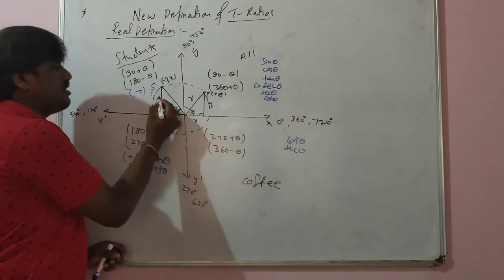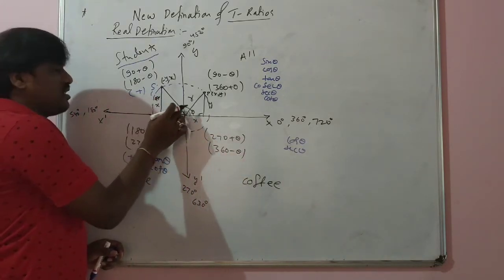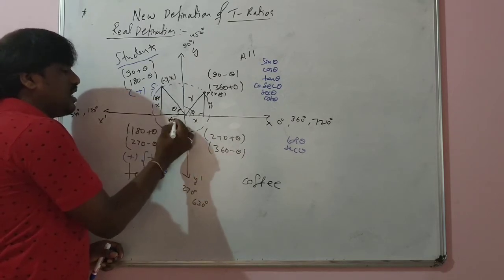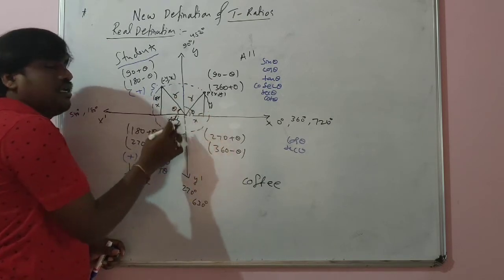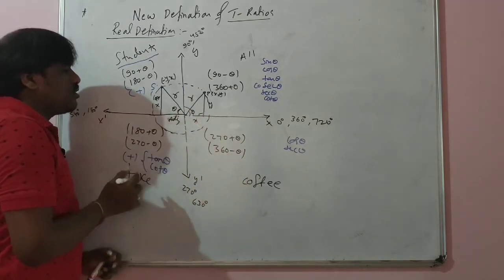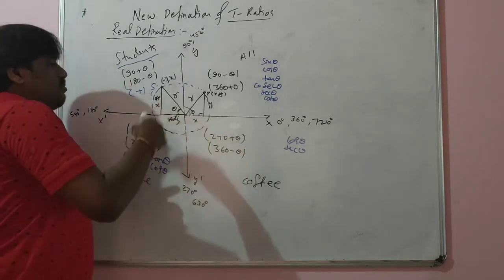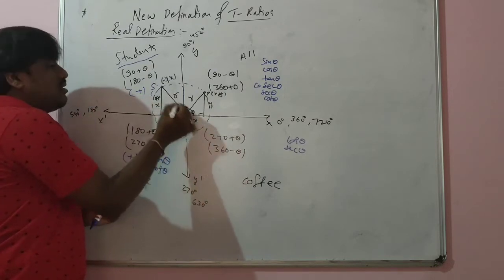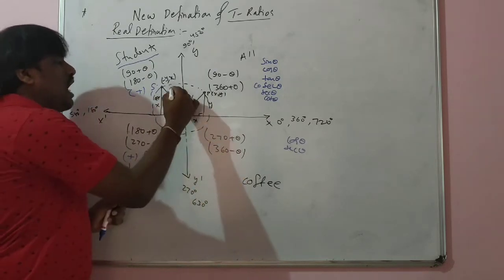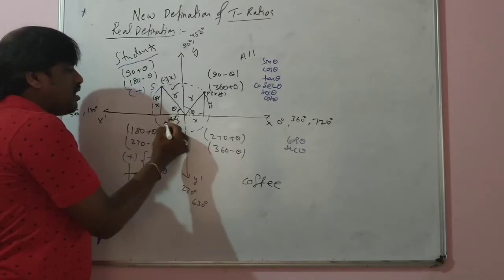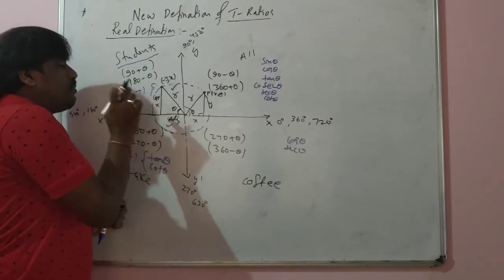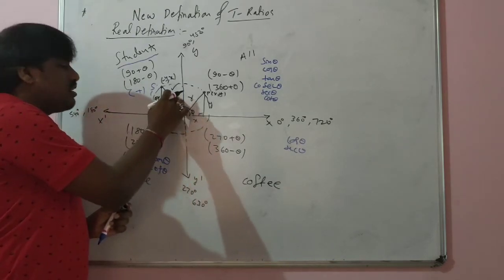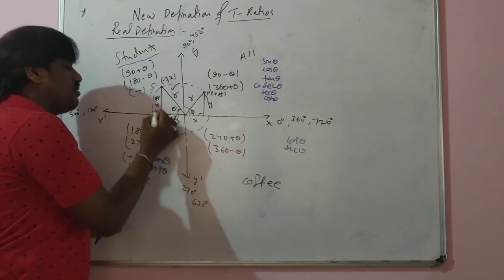If this is theta, this is the opposite side to theta, and this is the adjacent side to theta, and this is the radius. There is no change in the radius. So you can see that opposite is positive, since the y-axis is positive here. Adjacent is negative, and the hypotenuse is positive.